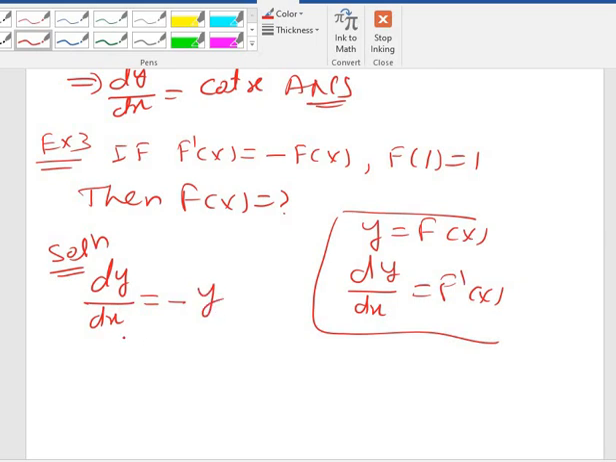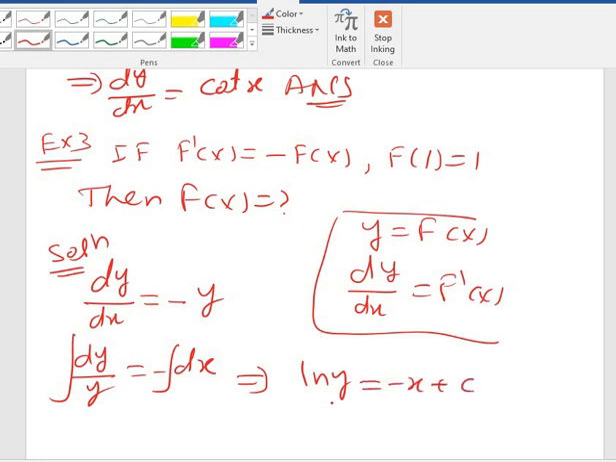So what you have to do? You need f of x. F of x means y. So integrate it. Just write it like dy divided by y equals minus dx and integrate both sides. So when you integrate dy divided by y, that means ln of y equals minus x plus c.